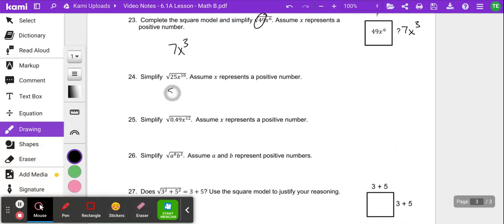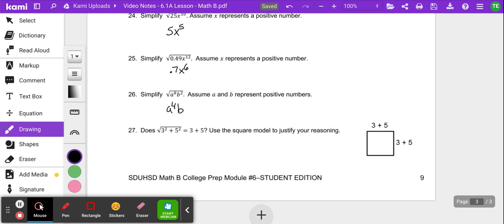Square root of 25 is 5, and square root of x to the 10th, that's x to the 5th. This would be 0.7 x to the 6th. This would be a to the 4th and b. This is not true, because if I have 3 plus 5, I would get 8. 8, the inside would be 64. But the inside of this is 9 plus 25, which is 34. So this is not true. So nope.